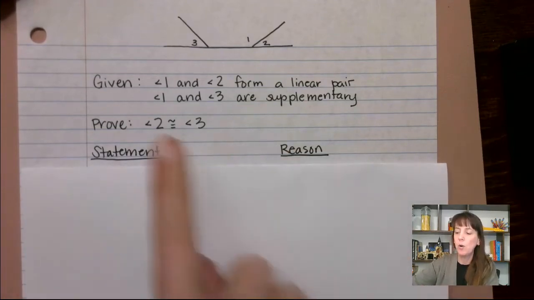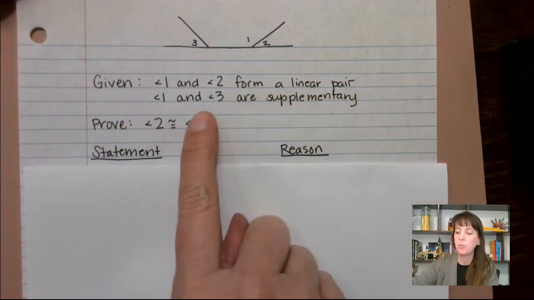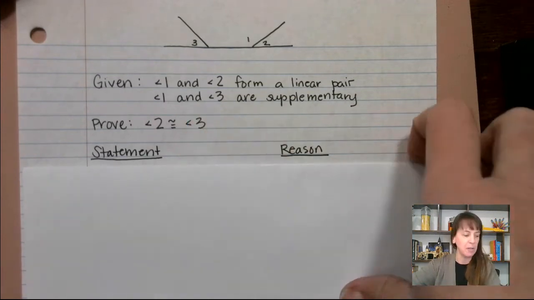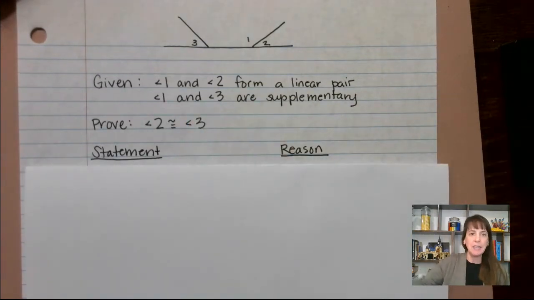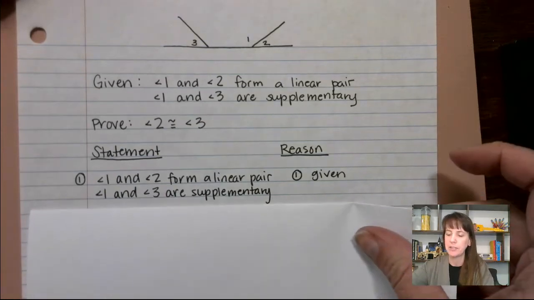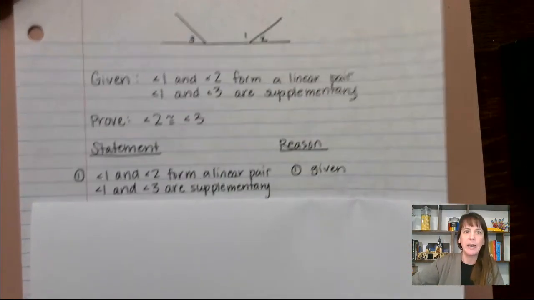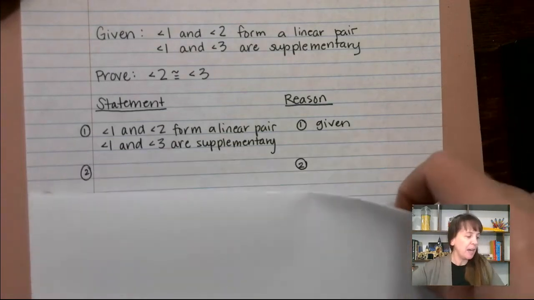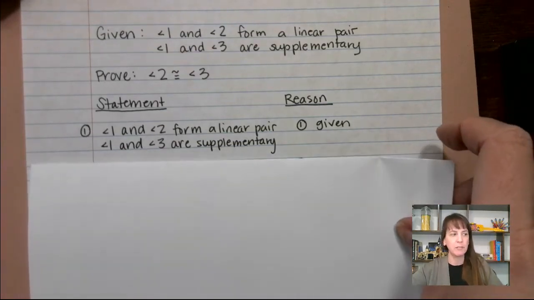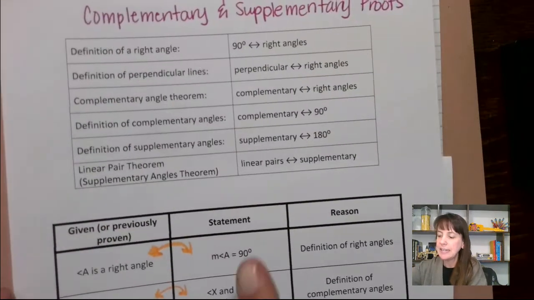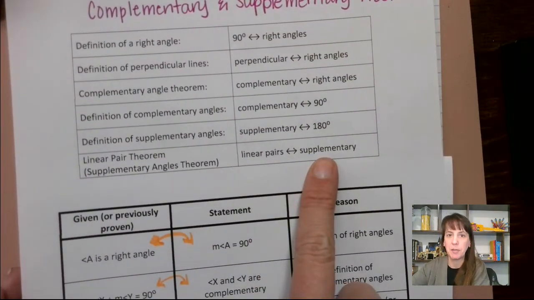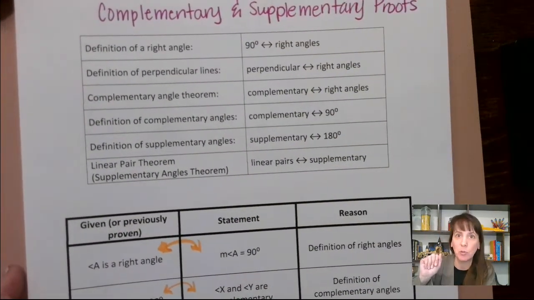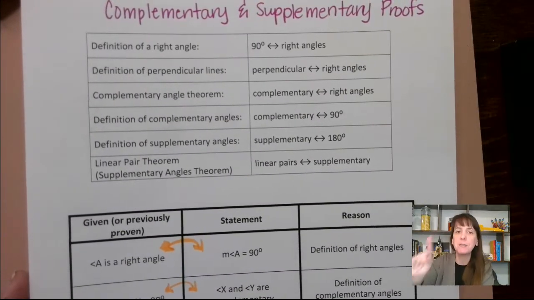Okay, so angle 1 and angle 2 form a linear pair. Angle 1 and angle 3 are supplementary. So what that means is the very first thing you want to do is just write down your givens. That's the easy thing, right? All right, angle 1 and angle 2 form a linear pair. Now, let's go back to our notes here. I want to talk about that linear pair one for a second. Remember, linear pair means that they are supplementary. I can't just say, hey, these guys equal 180 degrees. I first must say that those linear pairs are supplementary.